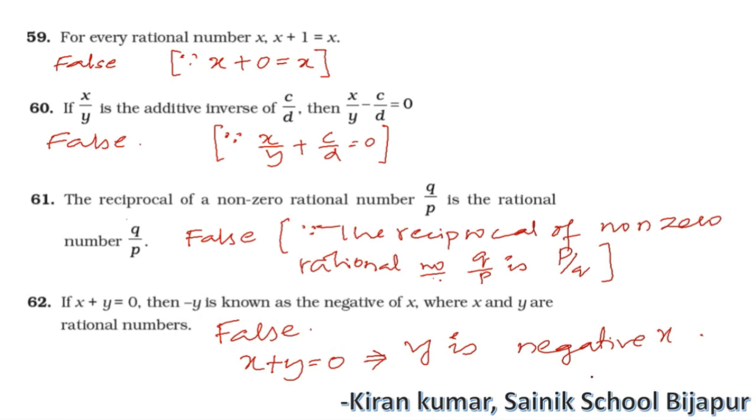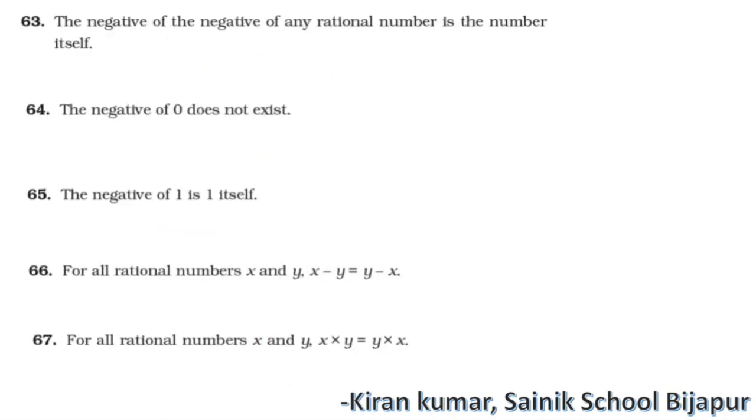Minus y means it is negative of negative x. So the statement is a false statement. Next statement, the negative of a rational number is the number itself. This is true because we have seen in an exercise question, negative of negative x is positive x. Negative of a negative rational number is a rational number itself.